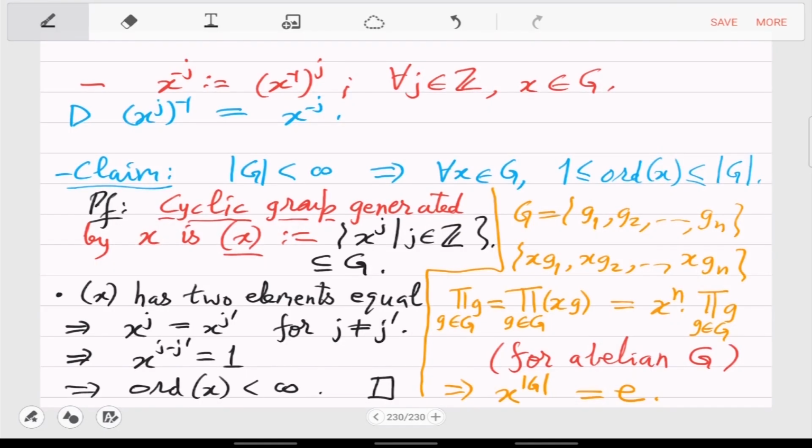So order cannot be g plus 1 or more, because if it was g plus 1 or more, including infinity, then this set of x to the j will have two equal elements, and there will be a contradiction. Okay.